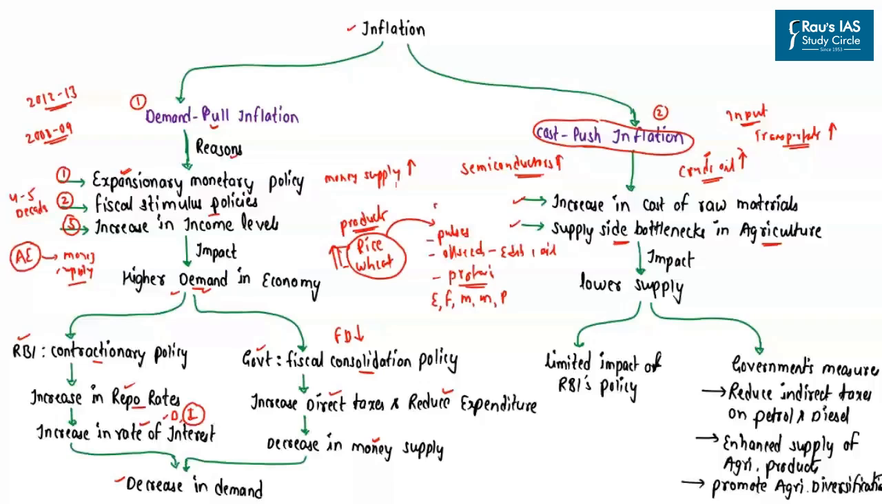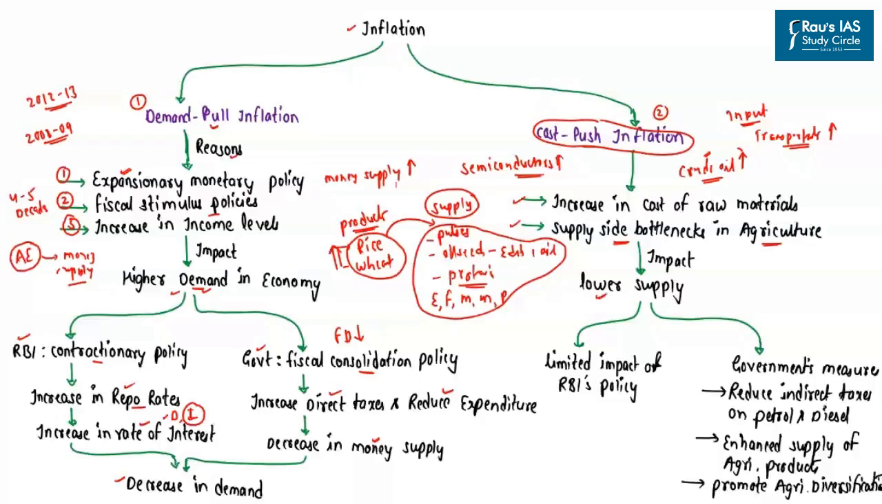So most of the time what we find is a problem of supply side, particularly with respect to pulses, oil seeds, edible oils, egg, fish, meat, milk and so on. So because of these supply side bottlenecks, the prices of these agricultural commodities normally are on the higher side. So overall, the cost push inflation takes place because of lower supply of certain commodities.